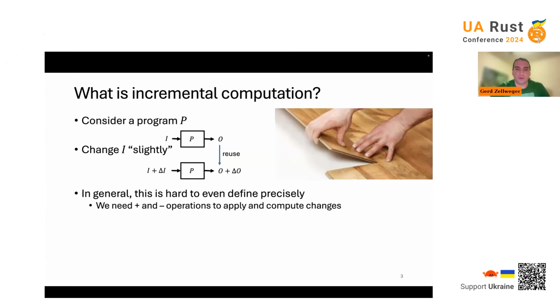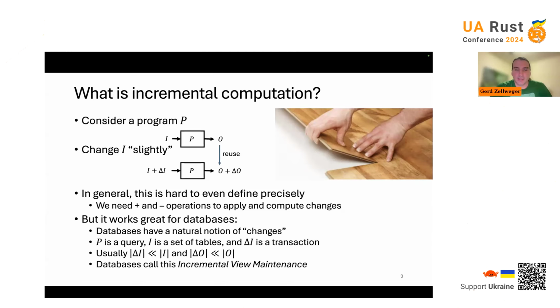Now, in general, it's hard to define this precisely, right? Because now we see we need this kind of plus operator. So we need to be able to apply a change to an existing data set. And we also need to know what is a change, how we describe a change in the first place, right? So this isn't something we can do with every computation, but in practice, it turns out this works great for databases, right? So databases have a natural notion of changes. So P, our program here, is a query. The I is a set of tables we have. And the delta I is a transaction, meaning a change we send to this set of tables, right?